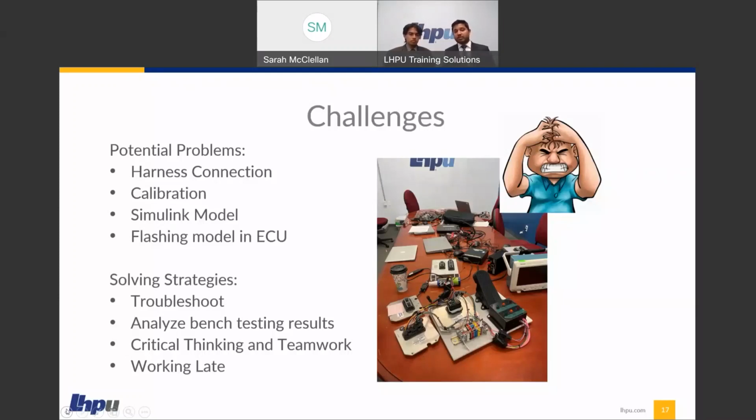The other part was calibration. You have to work a lot on the calibration. You have to use different values, and a lot of troubleshooting is required. The other thing was the simulation model. You have to make changes in the simulation model again and again, because there were some instabilities, overshoot, and undershoot. So these were some issues we were getting.